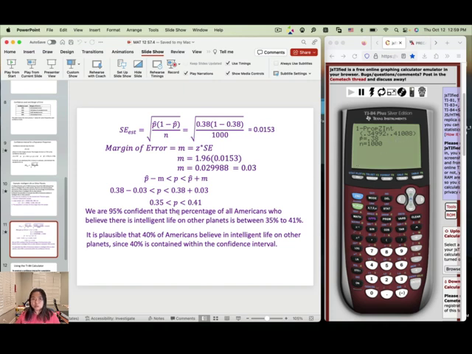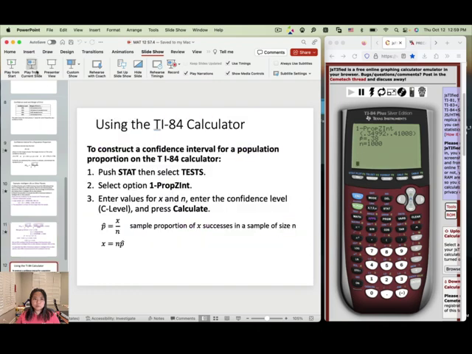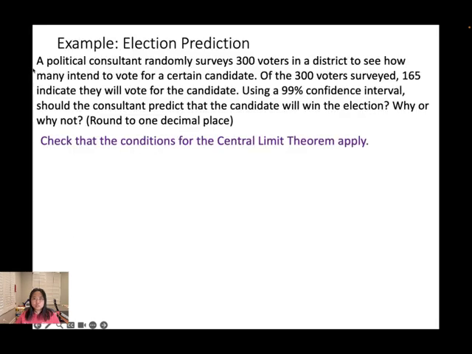So this is good. Make sure you know how to use your calculator to double check your work on the exam. Okay, next one. I want you to try to do it by yourself. Check the conditions for the central limit theorem and then find the standard error. Find the margin of error and then construct the population proportion confidence interval. Draw the conclusion, and at the end, answer the question here.